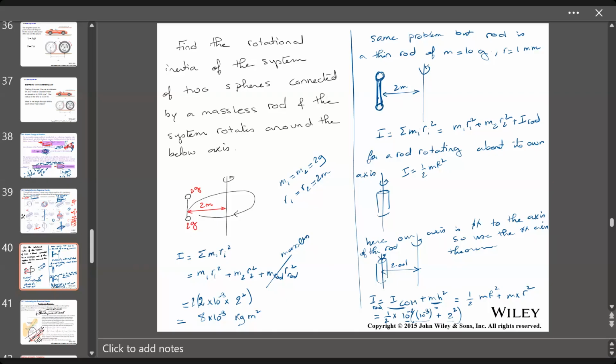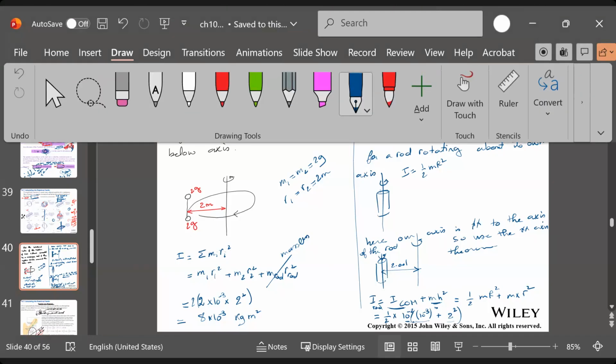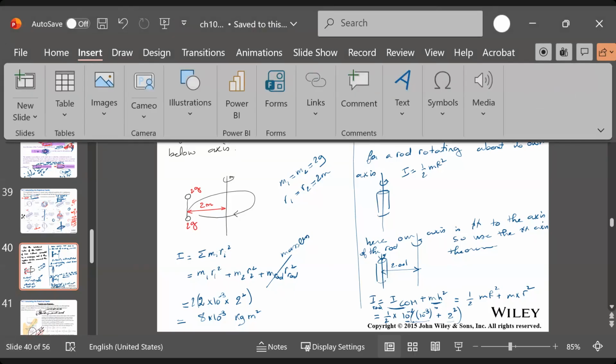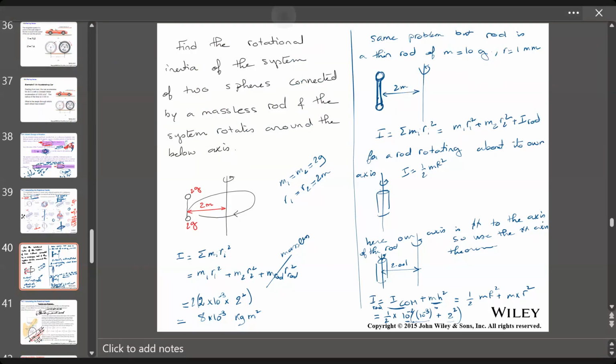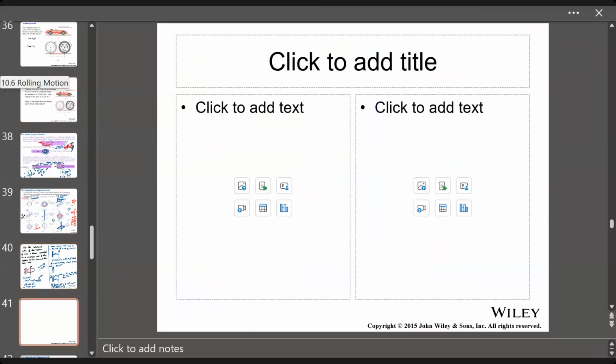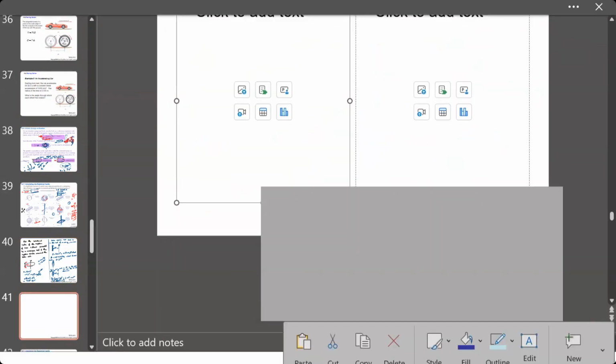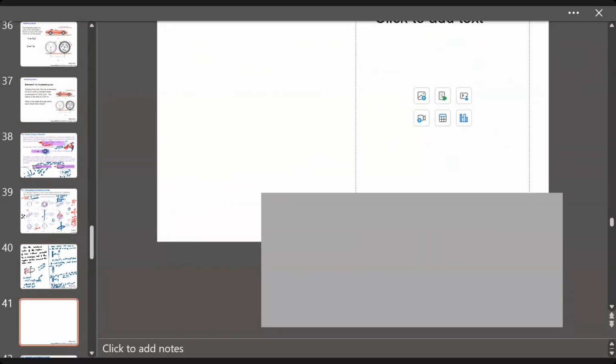Any questions? Professor? Yeah. Can you please go over the formula we used? The formula we used? Yeah, because you mentioned you went back to the formula sheet and you were choosing which formula. I don't get it.